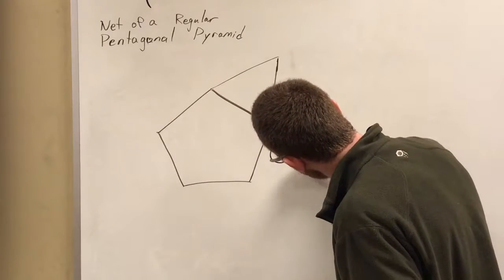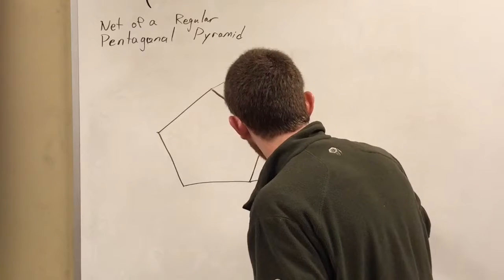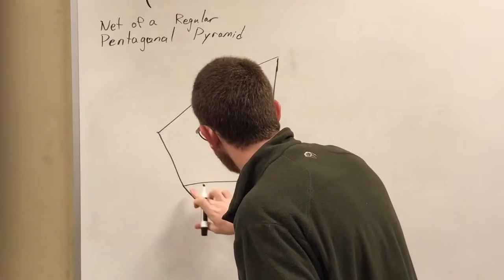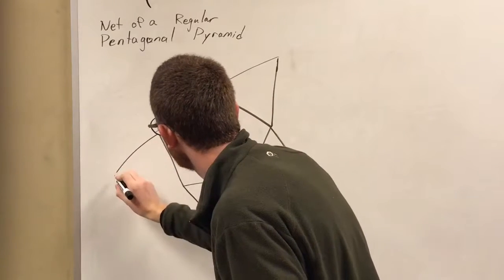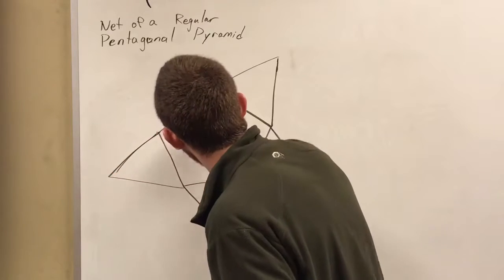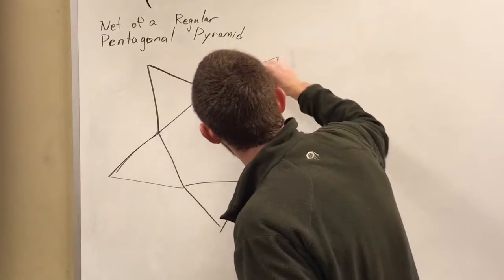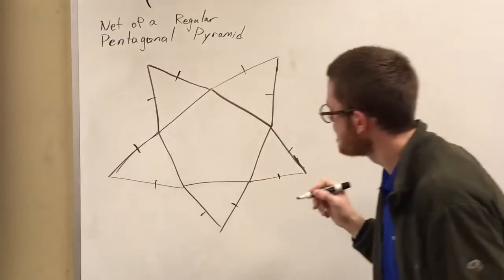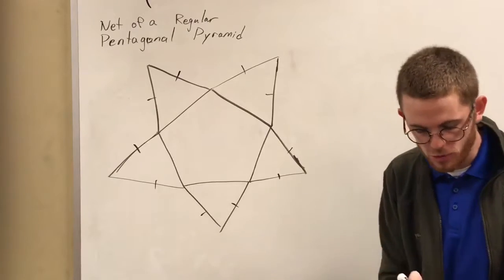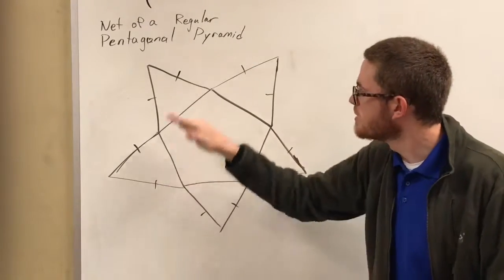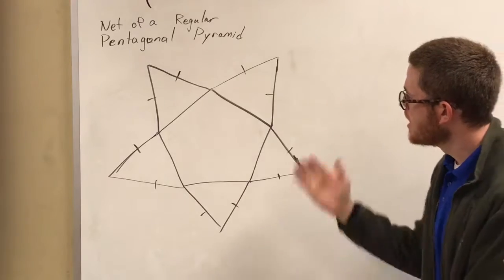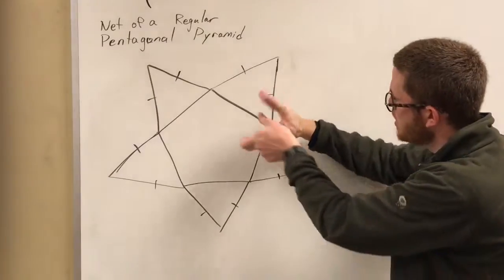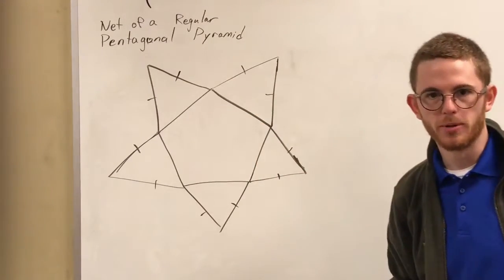an isosceles triangle, the same isosceles triangle needs to come off every edge of my pentagon. So these might not be perfect, so I just roughly drew them, but they would all have to be the same congruent isosceles triangle, and of course then they would fold up. Since each side length would be the same, they would match up to form that edge of my pyramid.